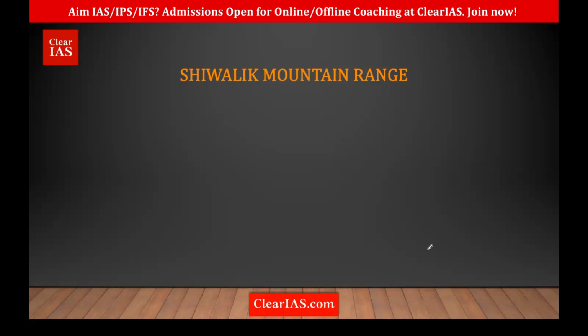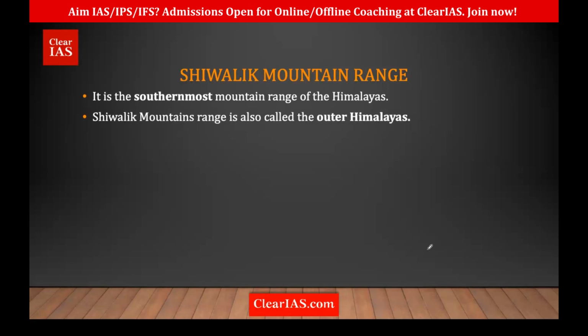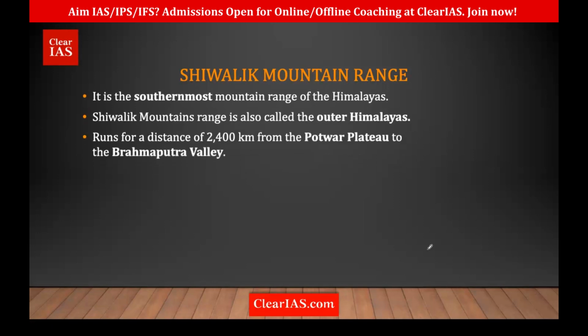After every collision, every push, these mountain ranges were formed. The folds were formed, just like paper bending. When you compress paper from two sides, it bends like this, right? Similarly, the mountains were formed. The last and youngest one was the Shivalik ranges. And remember, even now the mountain ranges of the Himalayas are rising because of compression forces. This is the southernmost range of the Himalayas. Then we have the Shivalik range, also called the outer Himalayas.